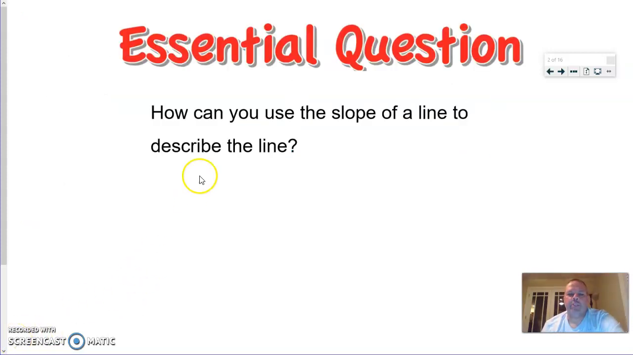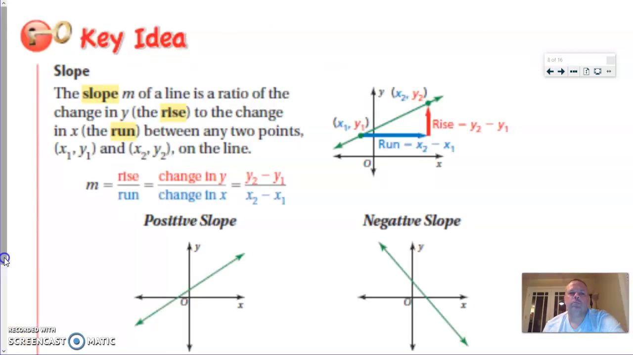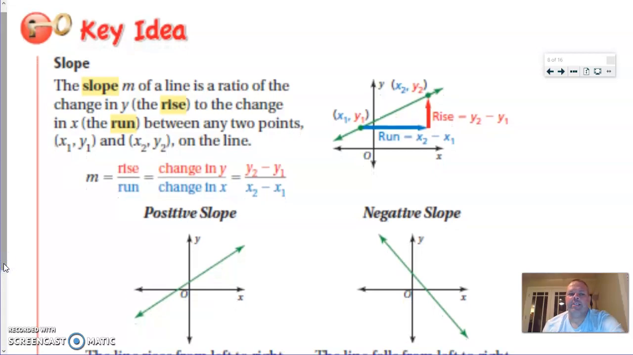So our essential question in this lesson is, how can you use the slope of a line to describe a line? Basically what we're going to do is find slope today. Our key idea today is slope. We label slope as m. The slope m of a line is the ratio of the change in y, or the rise, to the change in x, or the run, between any 2 points, x1, y1, and x2, y2.